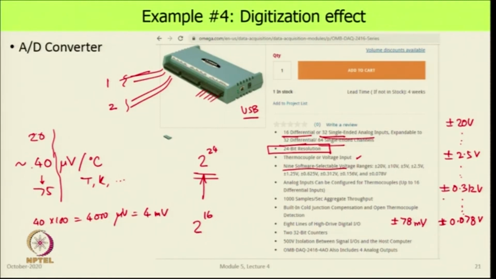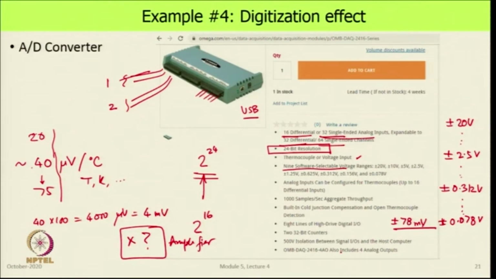Now, what we see is that no matter what we do here, even at the smallest range, we are going to be using only a very small fraction of this 78 millivolts. Just a few bits out of the 2 to the power 24 bits will be used, the rest will lie unused, and we won't get that fine difference in the measurement. So, the only option is that we amplify this. We need to have an amplifier, and this particular device does not have one.